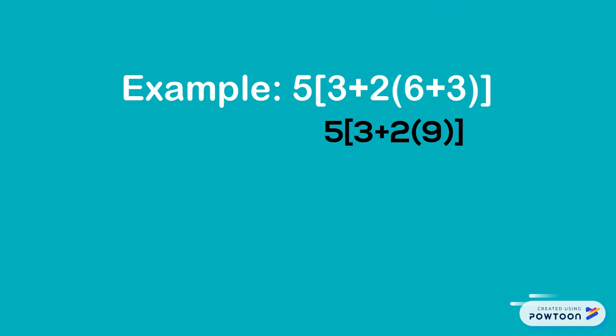Now that we've taken care of one parenthesis, let's move to the next. But be careful. Anything touching a parenthesis becomes multiplied. So, 5 times (3 plus 2 times 9) now becomes 5 times (3 plus 18).